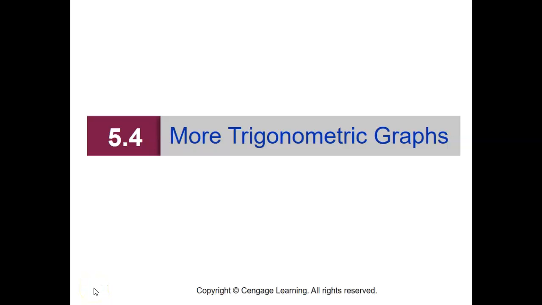Okay, good morning, and today we're going to be talking about section 5.4, which is entitled More Trigonometric Graphs. In section 5.3, we studied specifically the sine and cosine graphs, so today we're going to look at tangent, cotangent, secant, and cosecant graphs to finish out the graphs for trig functions.